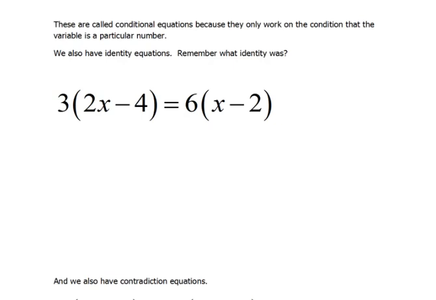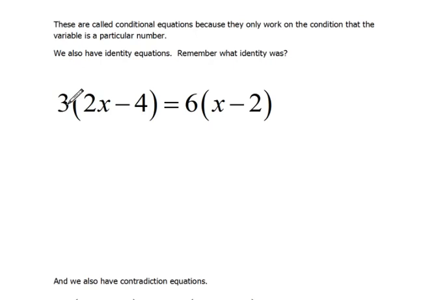Okay, all of the problems that we've done up to this point have had a single solution. We came down to x equals some number. Well, because of that, they're called conditional statements or conditional equations because they only work on that given condition. But let's see a couple of other odd situations that can happen when you're solving equations.